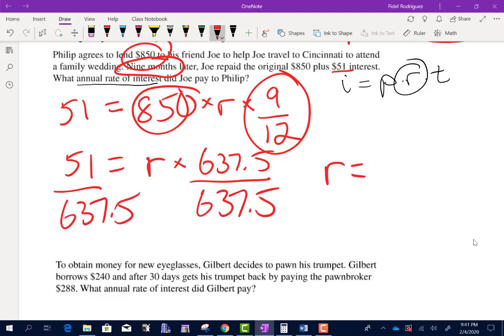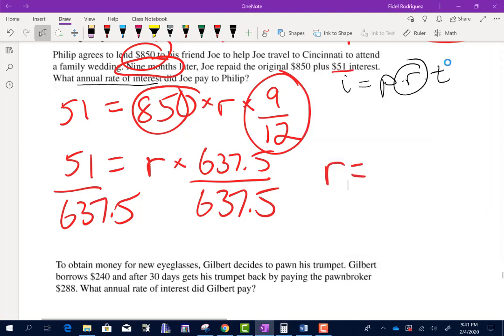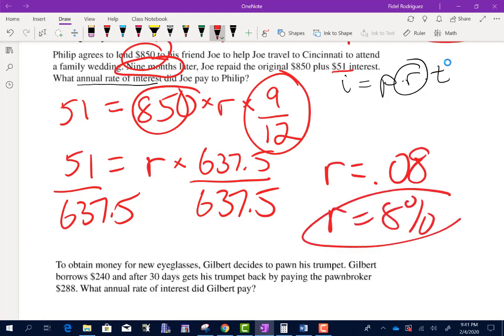So let me grab my calculator here. 51 divided by 637.5 is, okay, so as an annual interest rate, 0.08, that's really the same thing as 8%, okay? Good, very good.